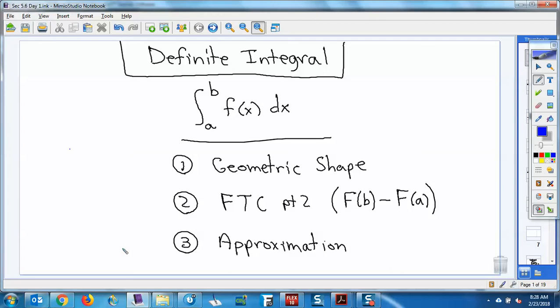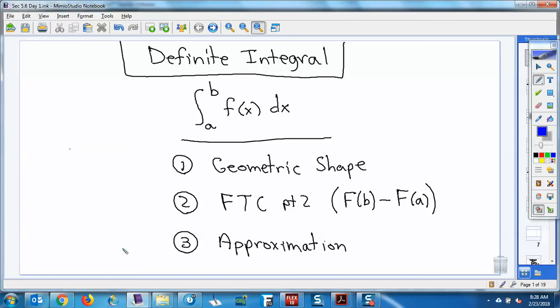So this is something that I've put up here at various times already. A definite integral. We've spent a lot of time talking about indefinite integrals, which is this idea of finding the antiderivative. And that's all because of number 2 here. Number 2 is a big deal. It's a great way for us to find these integrals.